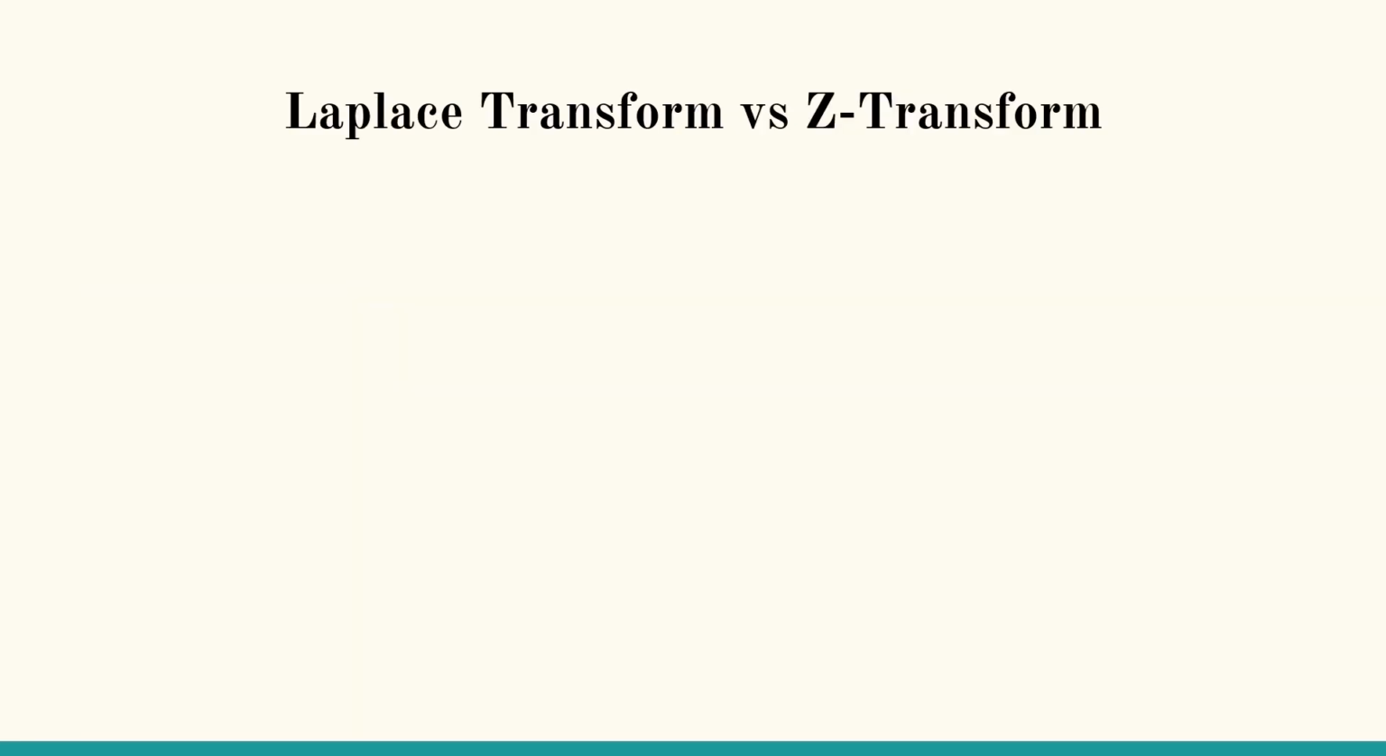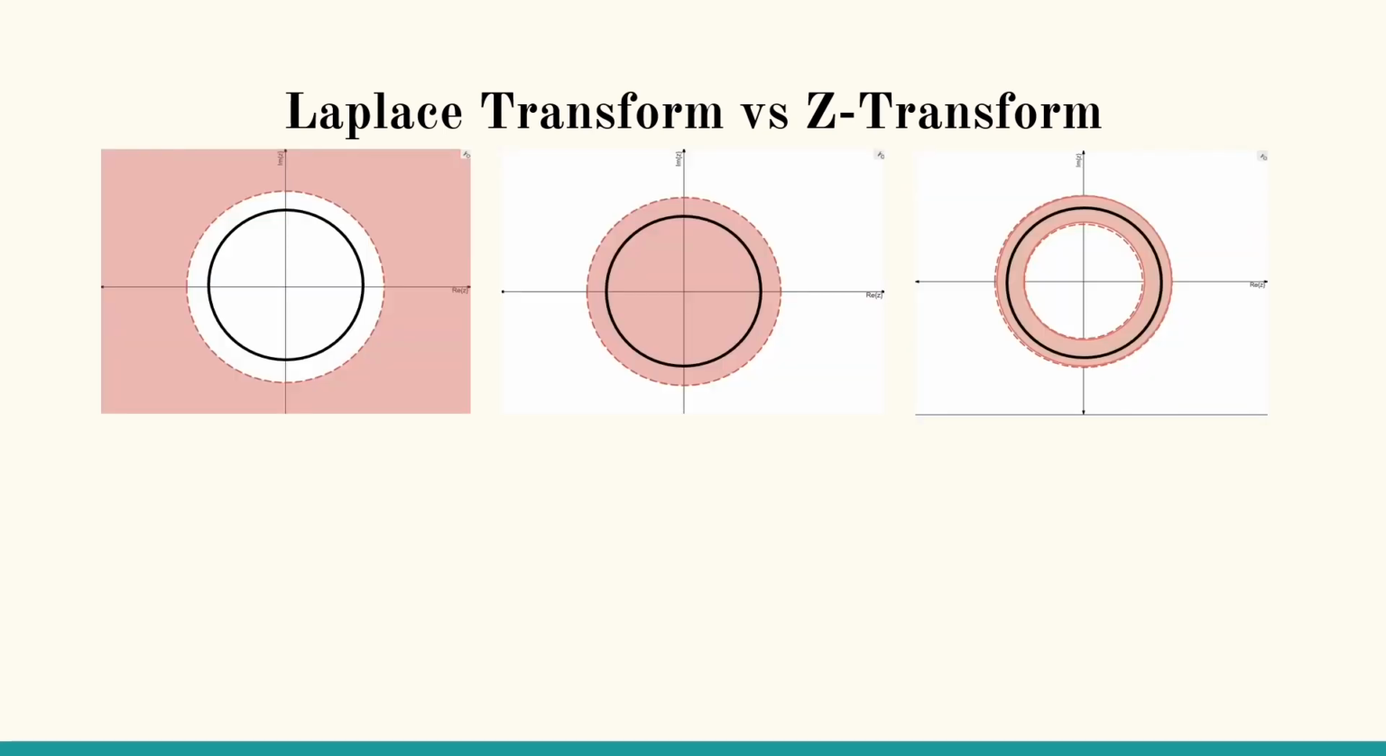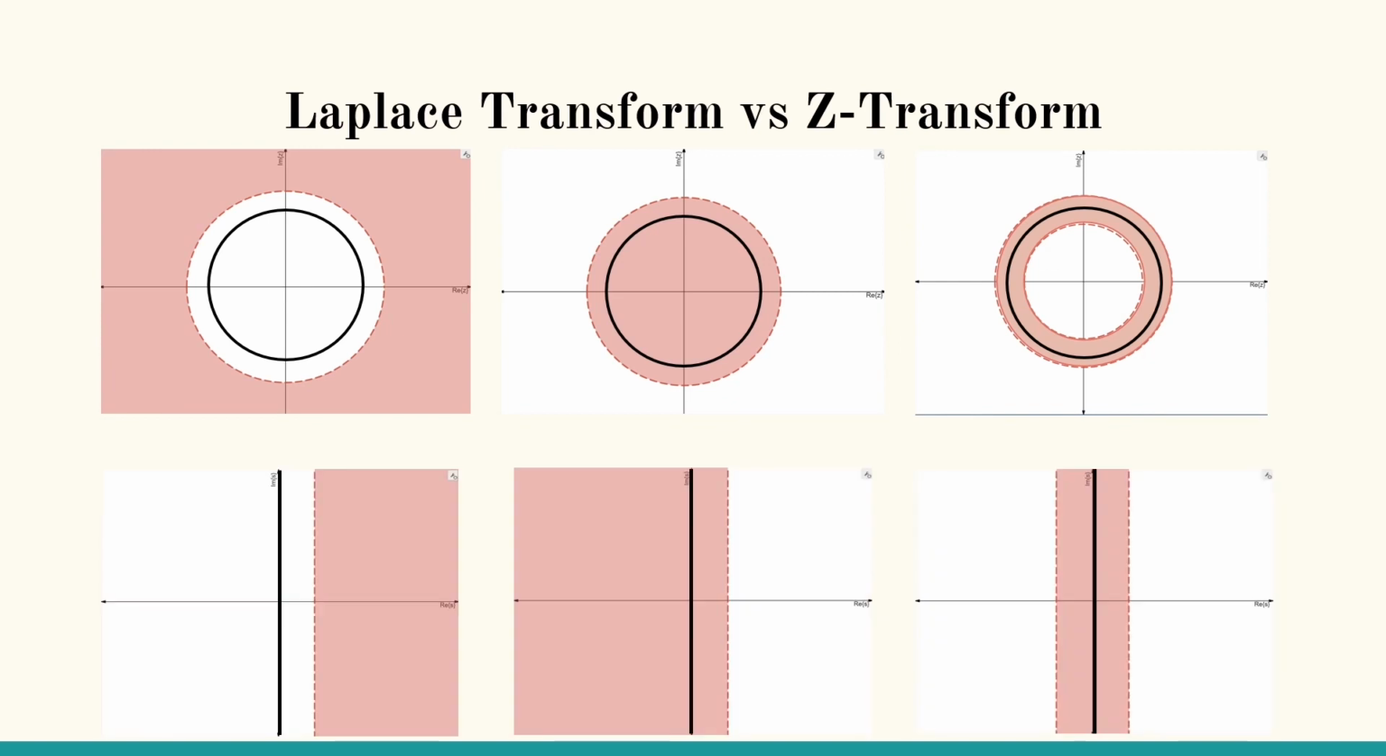Next, we'll compare the regions of convergence of the Laplace transform with that of the Z transform. These are the three graphs of the regions of convergence that we came up with in this video for the Z transform. These are the three corresponding graphs of the regions of convergence for the Laplace transform. The black lines are the boundaries of stability for each transform. For the Z transform, that's the DTFT, and for the Laplace transform, that's the Fourier transform.